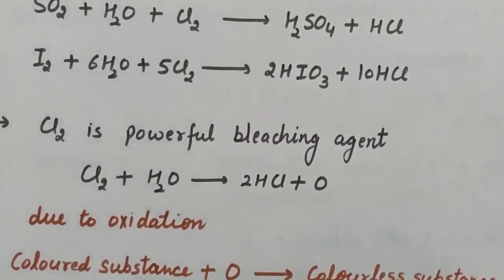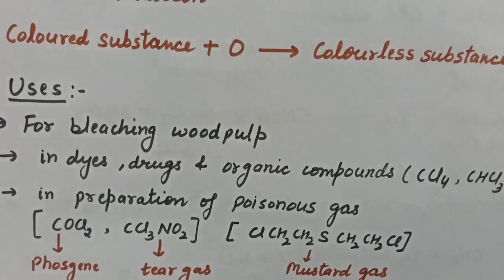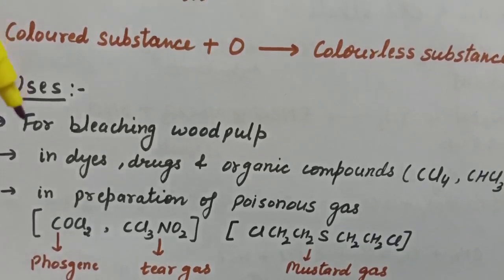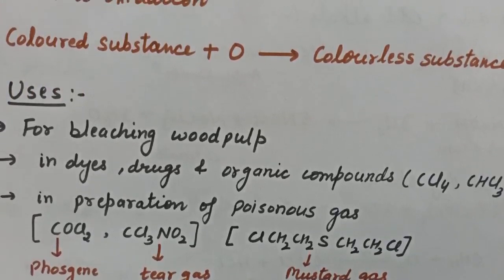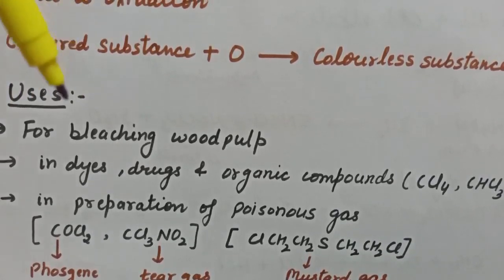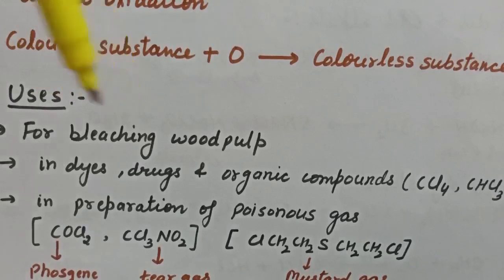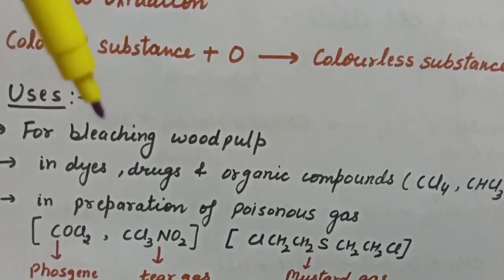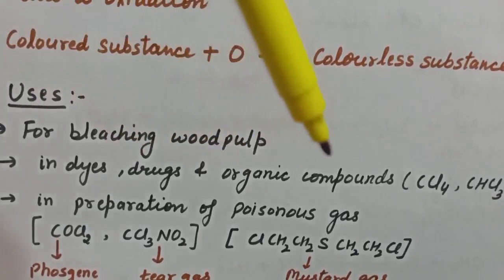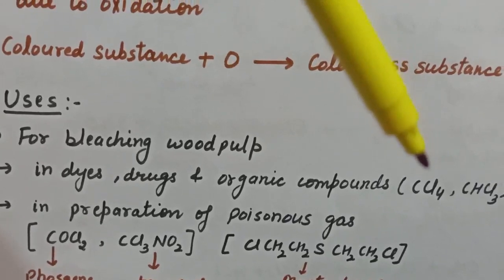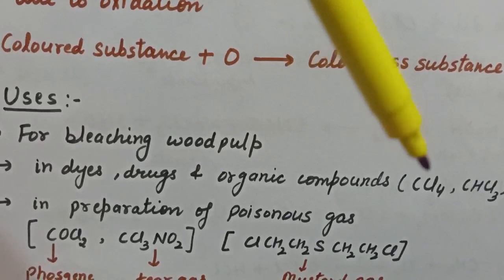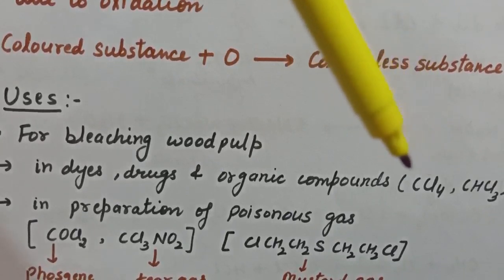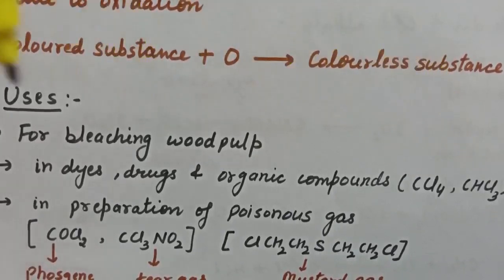Now next is uses of chlorine. The first use of chlorine is for bleaching wood pulp, that is required for the manufacture of paper and rayon. So chlorine is used for bleaching purposes. Next, it is also used in dyes, drugs and organic compounds. For example, CCl4, which is an organic compound; chlorine is used in the manufacture of these compounds: CCl4, carbon tetrachloride, chloroform, etc.